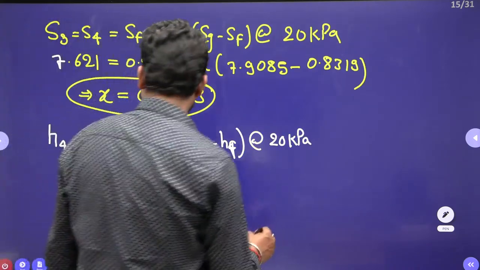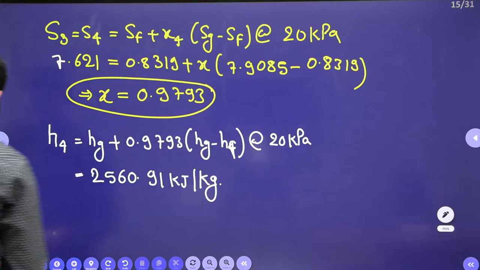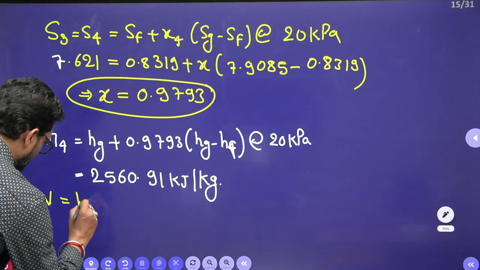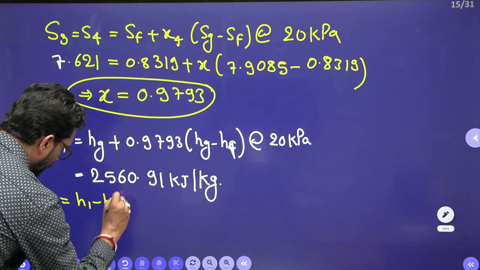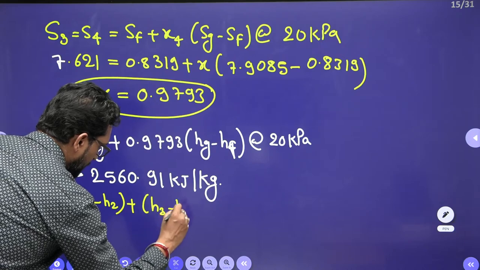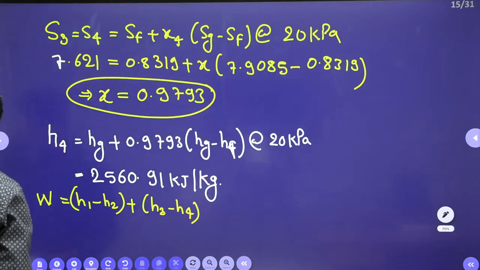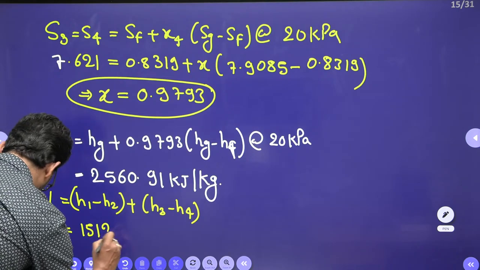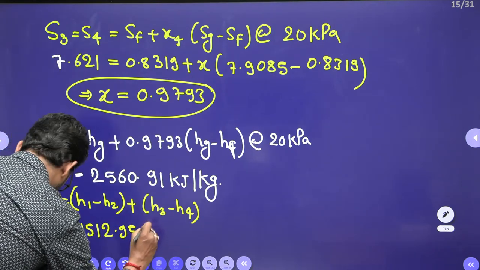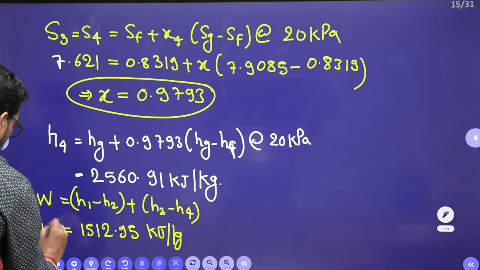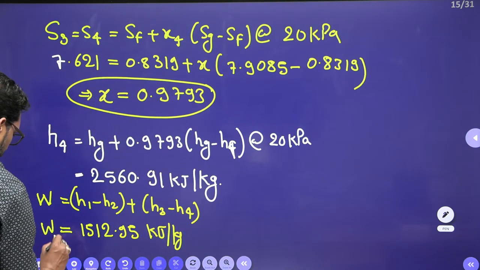So the total turbine work is your H1 minus H2 plus H3 minus H4. If you put all this value, this is your 1512.95 kilojoule per kg. This is the net output.